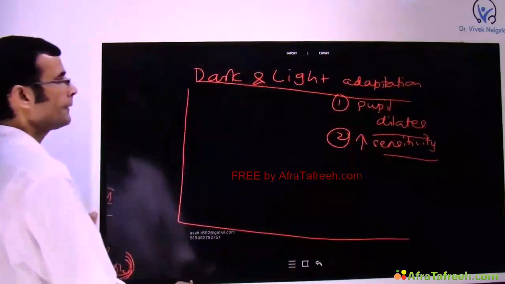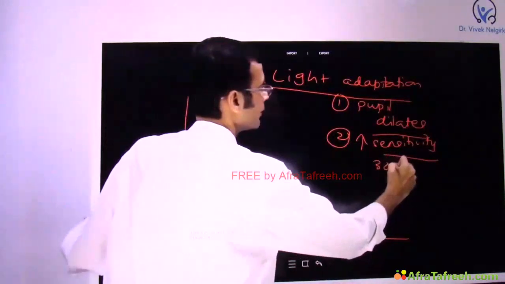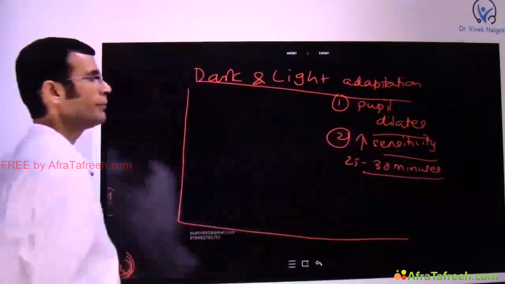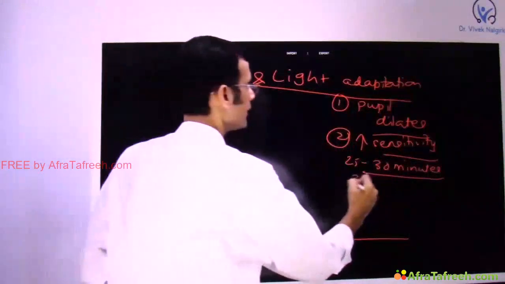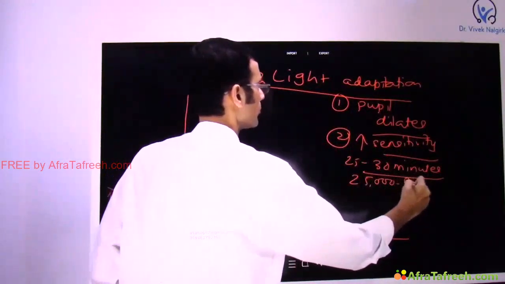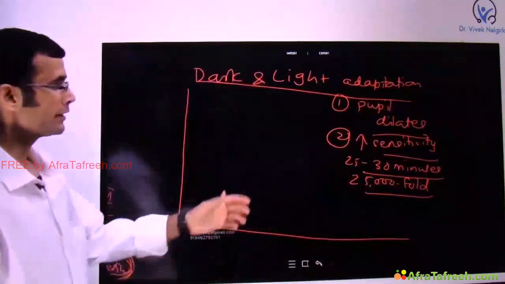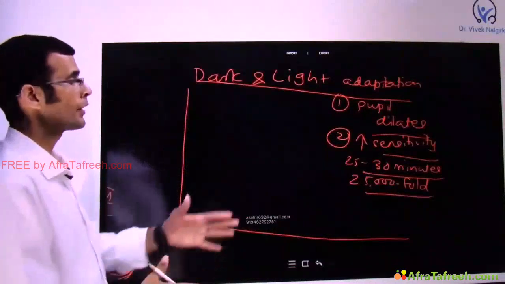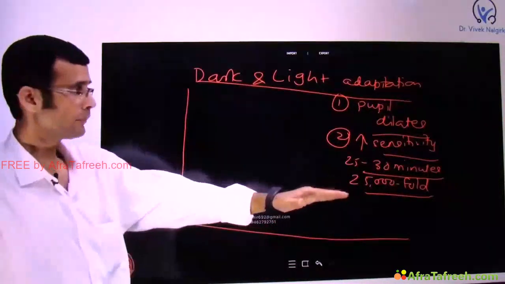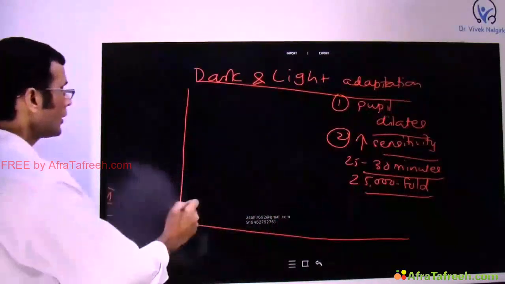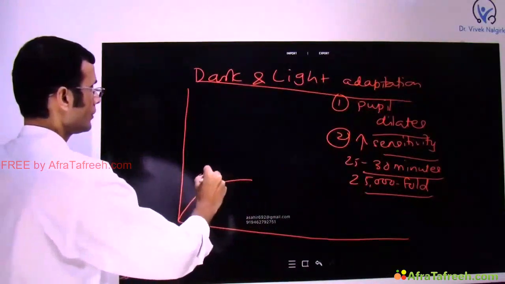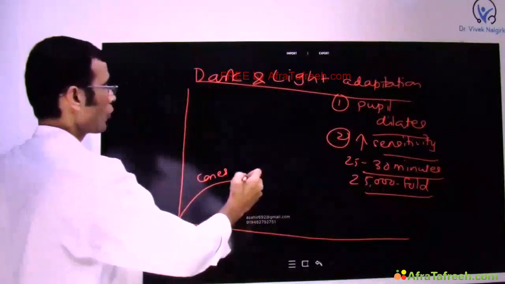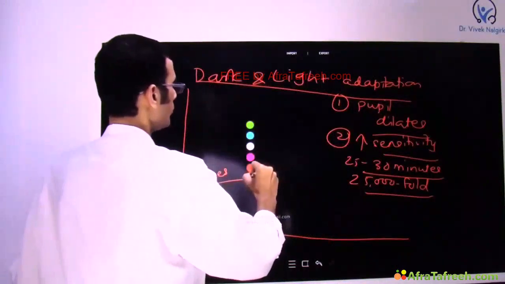So this occurs within 25 to 30 minutes. Within 25 to 30 minutes, the sensitivity of the retina increases by 25,000 fold. Increase in retinal sensitivity is complete by 25 to 30 minutes after entering the dark. Retinal sensitivity increases by 25,000 fold. Initially, cones adapt. Cones adapt much faster as compared to the rods. Rods adapt much slower.